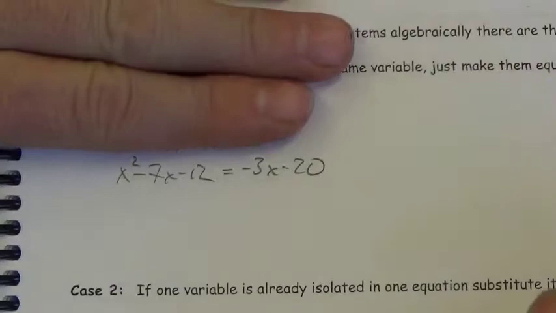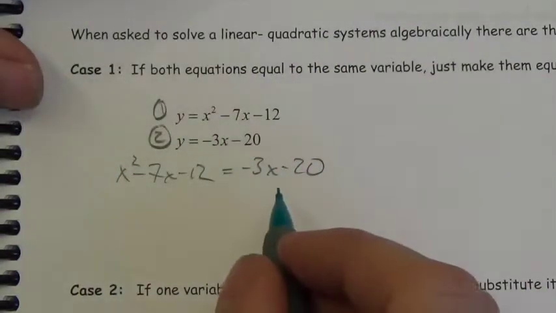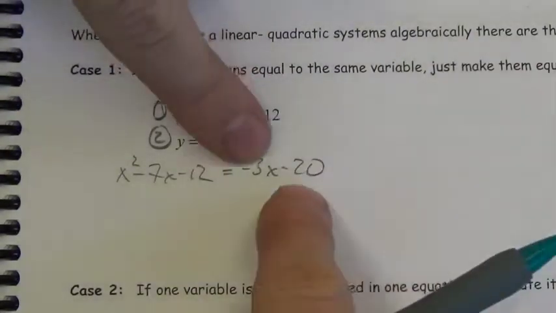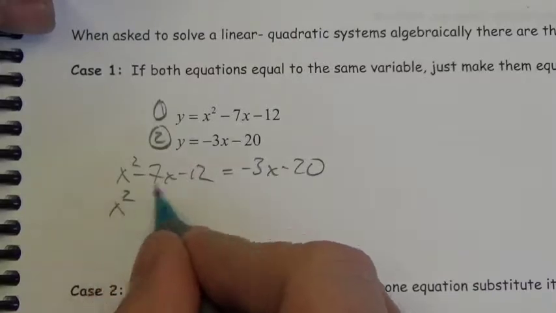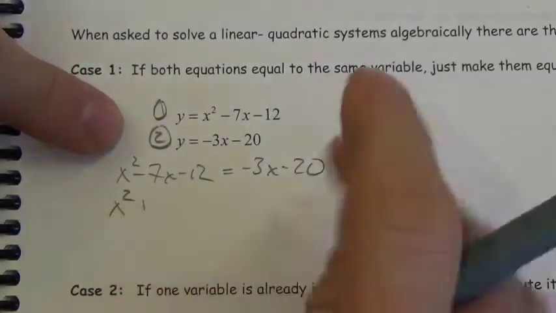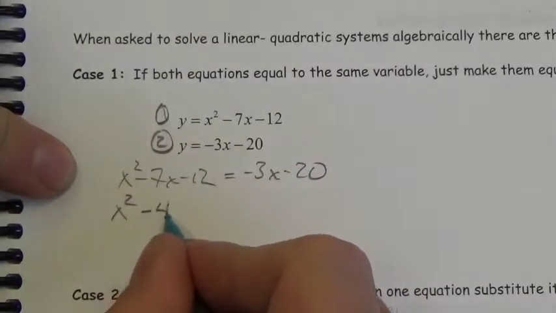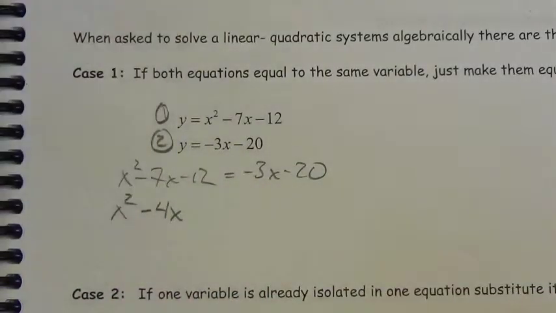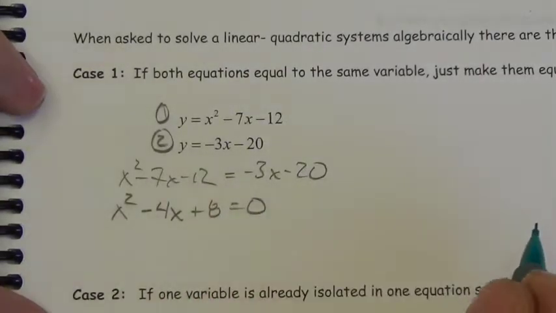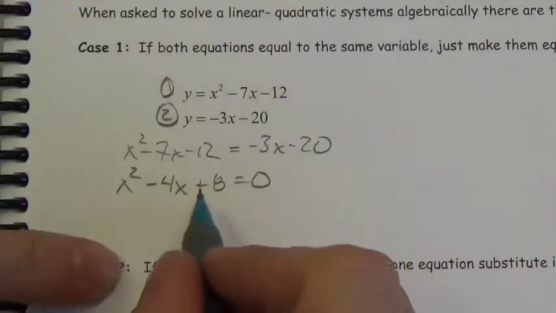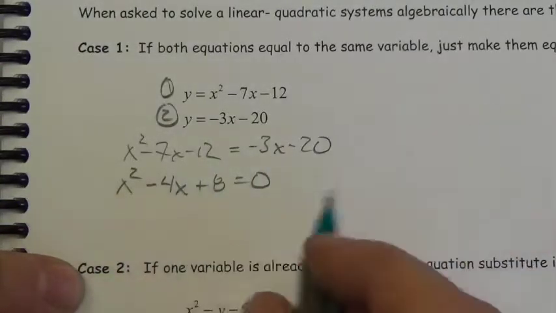Now, once you've got that, notice that this overall equation is quadratic. And to solve a quadratic, I've got to move every term to the same side. So I'm going to keep this x squared, and bring that 3x over. I'm going to add 3x to both sides, so it'll become negative 4x. And I'm going to add 20 to both sides, so that'll be positive 8 is equal to 0. Now, I'm just going to double check that in case I messed that up.